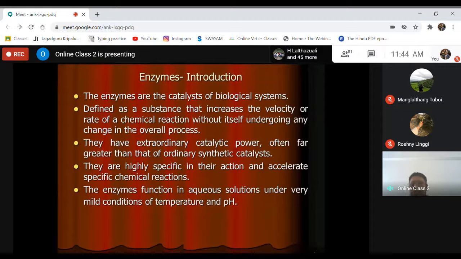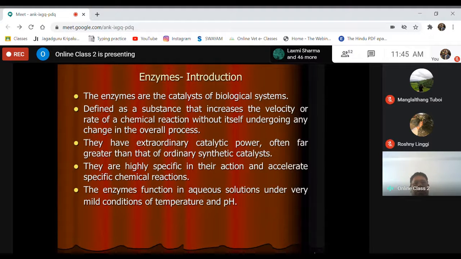Catalyst we also define as those chemicals which increase the rate of a reaction without themselves undergoing any changes. The same is the definition for enzymes. The difference is that enzymes are present in the biological system. So that's the main difference. Otherwise, the function of the enzymes and the catalyst is the same. Later on, we'll see what the minor differences are between the enzymes and the catalyst.